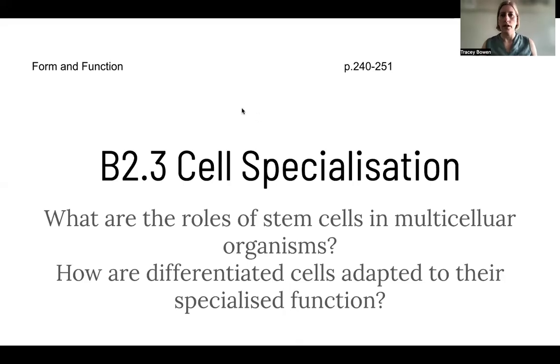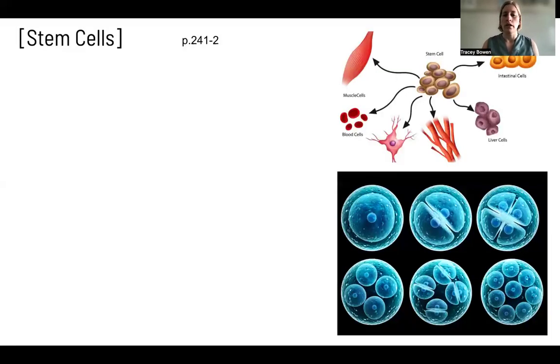Hey all, so today we're going to be looking at B2.3, which is cell specialization. A lot of this stuff we will have already seen or will be integrated into other chapters, but we just want to make sure that we have a video that covers everything. So we're looking at the roles of stem cells in multicellular organisms, and we're looking at how differentiated cells adapt to their specialized function. So first we have to understand what a stem cell is.